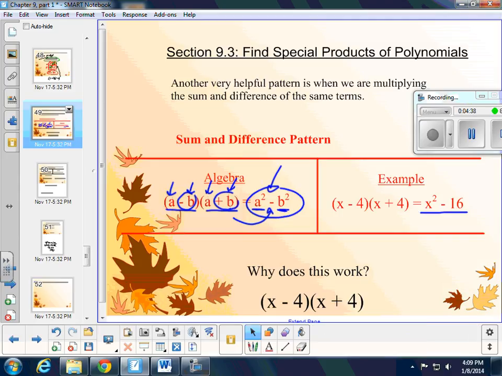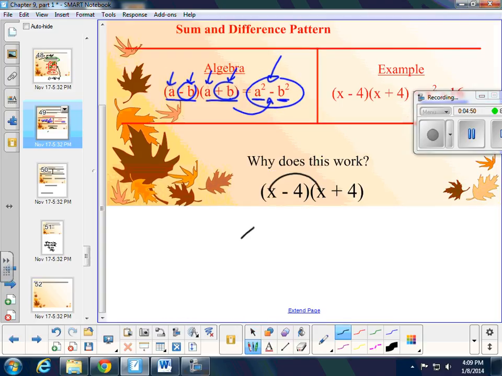And down below here, I'll just show why we understand this. I'll do this one with FOIL method. So if I multiply the first terms together, x times x gives me x squared. The outside terms, 4 times x, would give me 4x. Inside terms will give me negative 4x and negative 4 times 4 is minus 16.